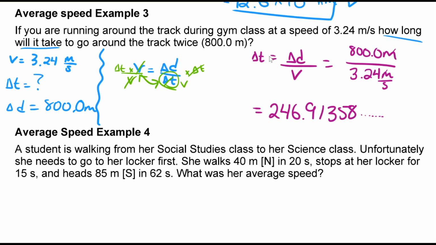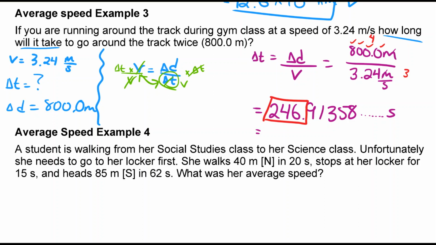But let's just think about it. If you have a distance divided by speed and you're going to get a time, well, time is going to be measured in seconds, right? So let's answer this to the correct number of significant digits. Let's look back up on the top. How many significant digits is this? 800.0. That's 4 significant digits. How many on the bottom? I see 3. So I have to round to 3 significant digits.